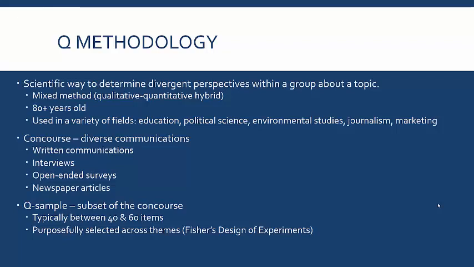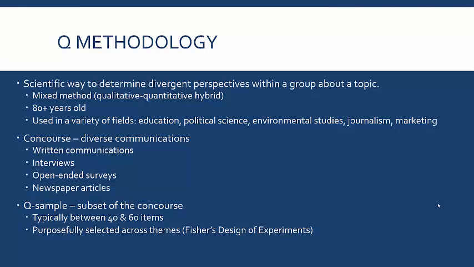It's 80 years old. Stevenson wrote a letter to Nature in 1935. It was one page, outlining his ideas for what he called originally Q technique. And then he spent his lifetime basically fine-tuning it. It's used in a variety of fields: education, political science, environmental studies, journalism, marketing. And so what does it mean that it allows us to determine divergent perspectives? Well, I'm going to talk about that here in a minute.